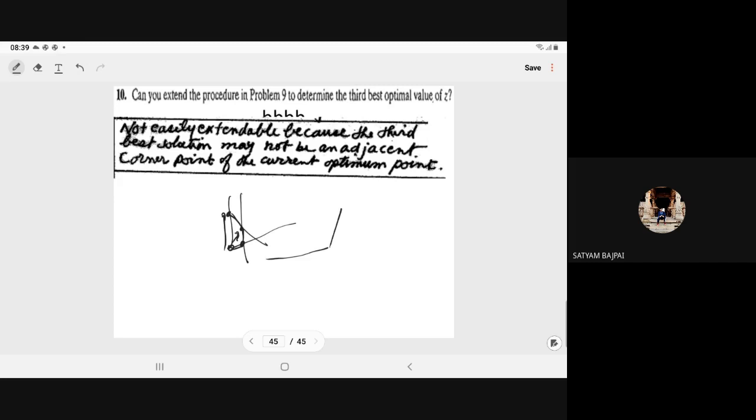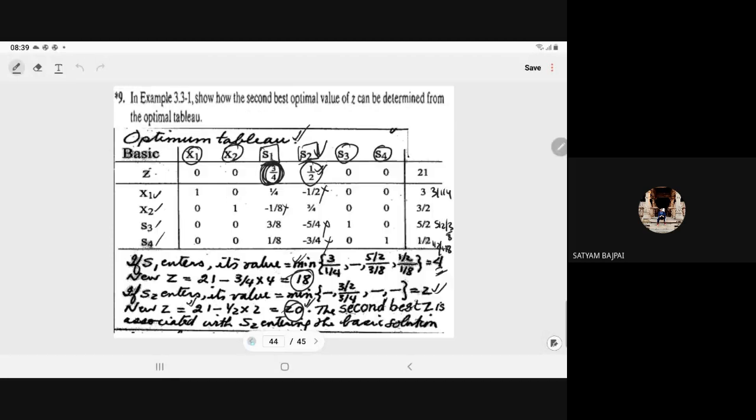Yes, one is asking: Sir, which variable will leave in the ninth question? Which variable will leave? S2 will enter. Then who will leave? What is the procedure for X2? X2 will leave.